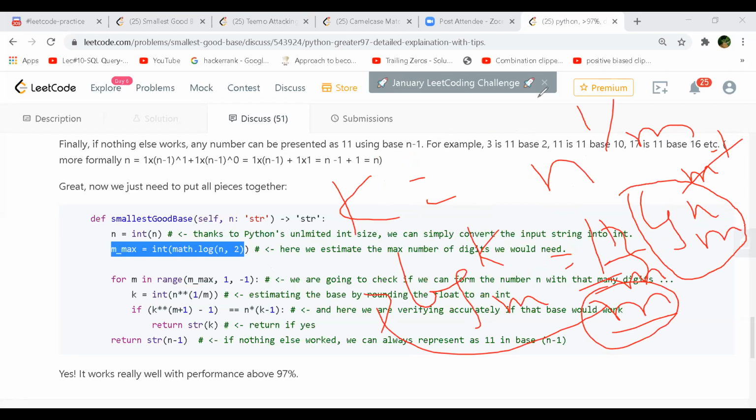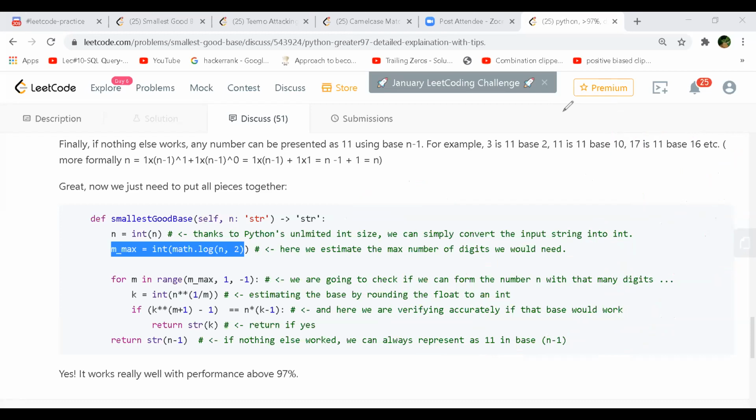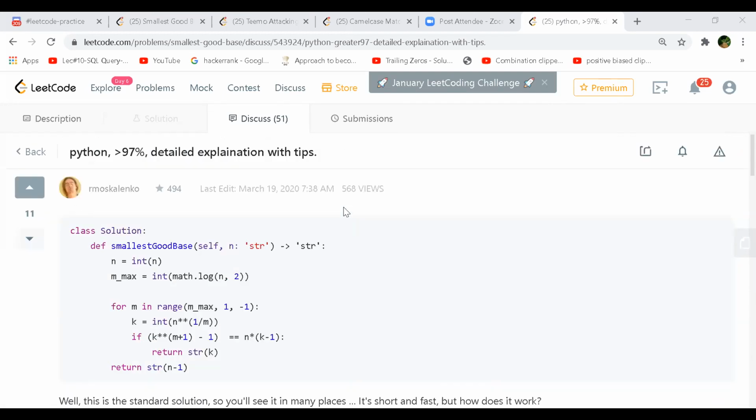Because you have a lot of stuff to take care of there, and you will have a for loop on top of it. Yeah. And he says the performance is 97%, right? It's beating 97. But when was this code written? 2029? Okay. I thought some cases might have been revised.